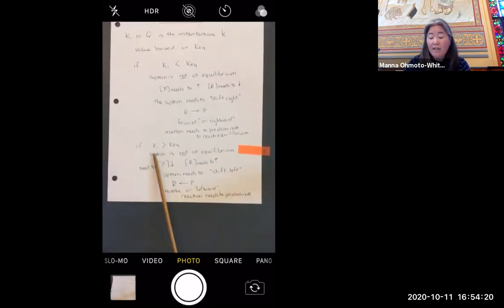If my Ki value is greater than my Keq value, again, my system's not at equilibrium. And in this case, my product concentration is too high, and my reactant concentration needs to increase. So it's kind of like I overshot, and so now I have to shift things back over. So I need to shift left, which simply means I have to take my products and dismantle them, decompose them, whatever the reverse reaction is, to create more of the reactants. So I want the leftward or the reverse reaction to predominate.